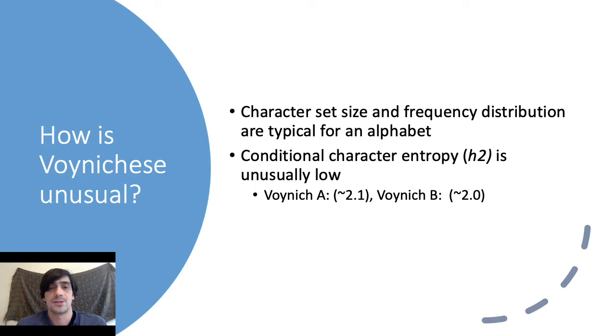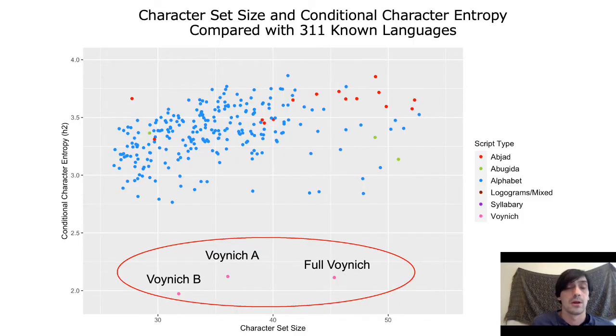If you look at the conditional character entropy, it's unusually low in Voynichese, a little bit lower in Voynich B, but in both cases it's a lot lower than we would expect for a text, and this indicates that at the character level the text is extremely predictable. To see what I mean, look at this chart.